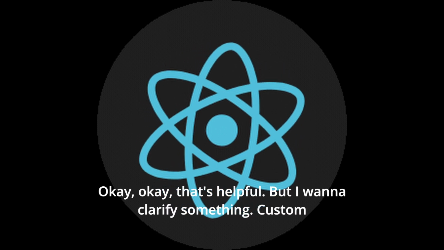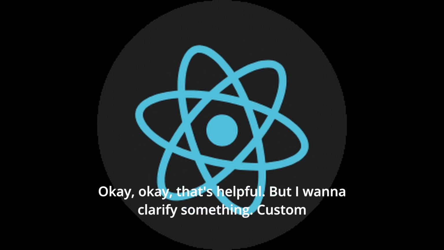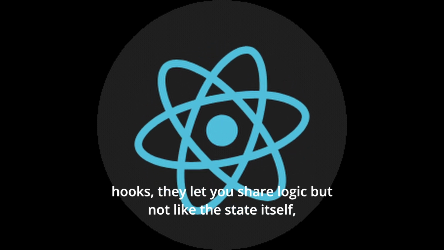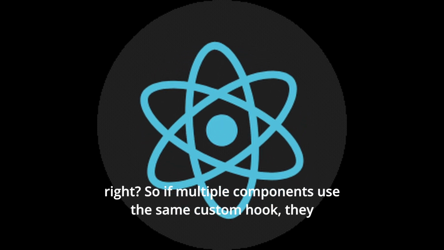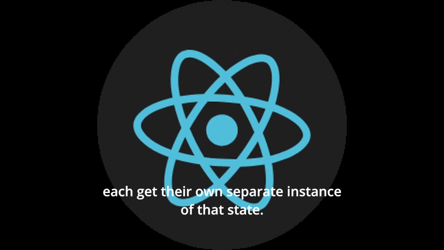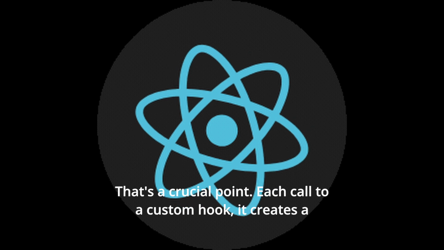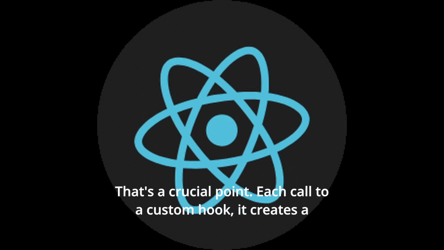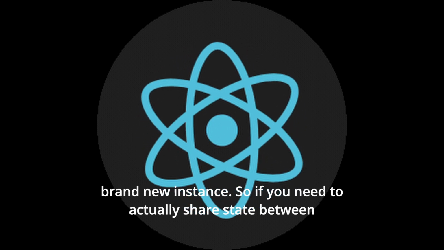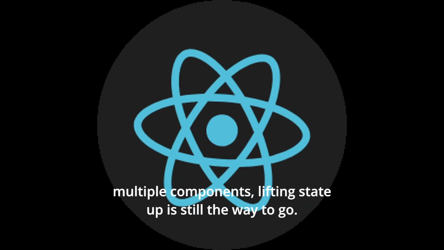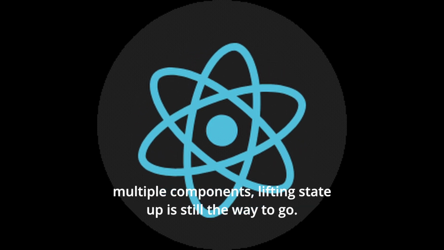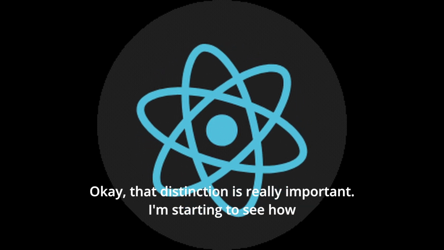Okay, that's helpful. But I want to clarify something. Custom hooks let you share logic, but not the state itself, right? Yeah. If multiple components use the same custom hook, they each get their own separate instance of that state. That's a crucial point. Each call to a custom hook creates a brand new instance. So if you need to actually share state between multiple components, lifting state up is still the way to go. Okay, that distinction is really important.